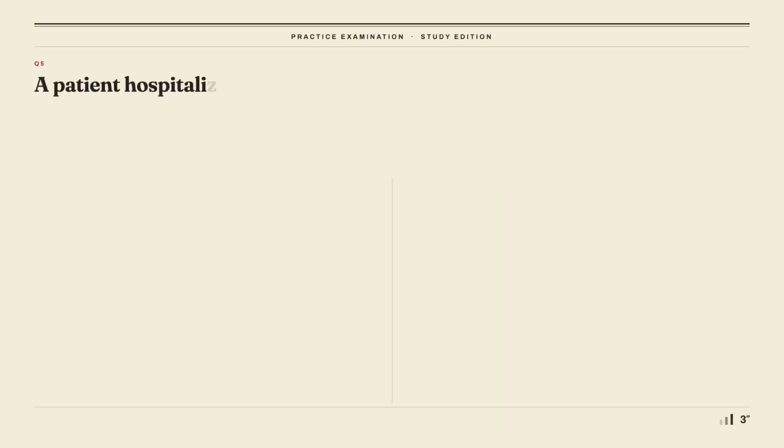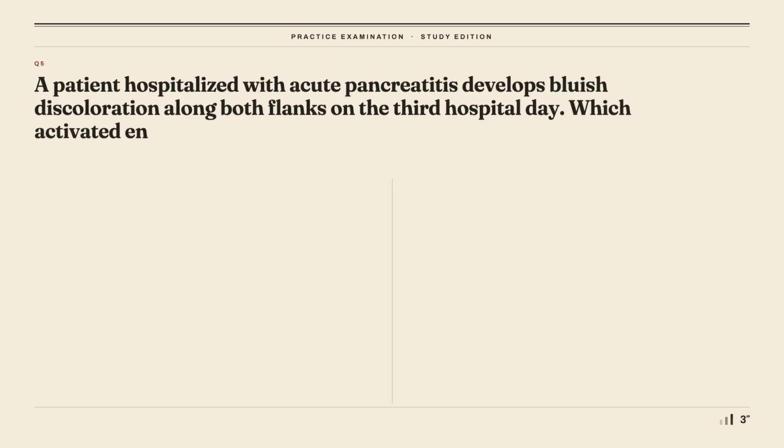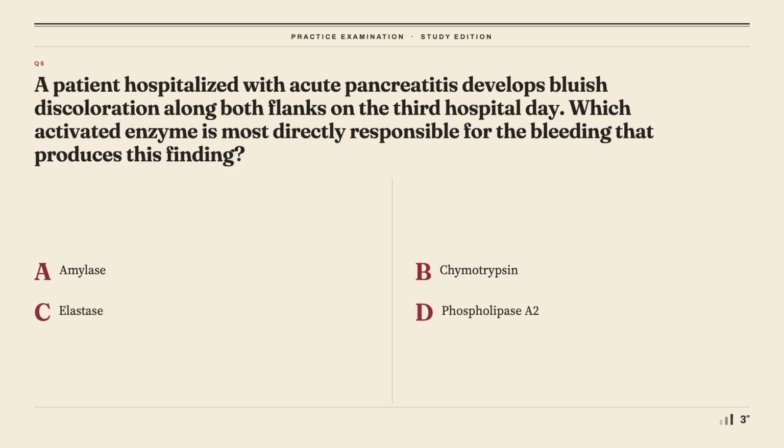Question 5. A patient hospitalized with acute pancreatitis develops bluish discoloration along both flanks on the third hospital day. Which activated enzyme is most directly responsible for the bleeding that produces this finding? Your options are A. Amylase, B. Chymotrypsin, C. Elastase, D. Phospholipase A2.